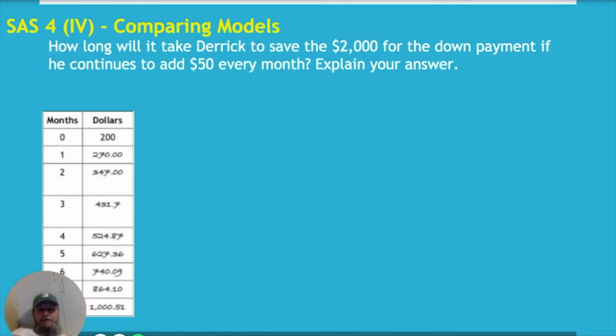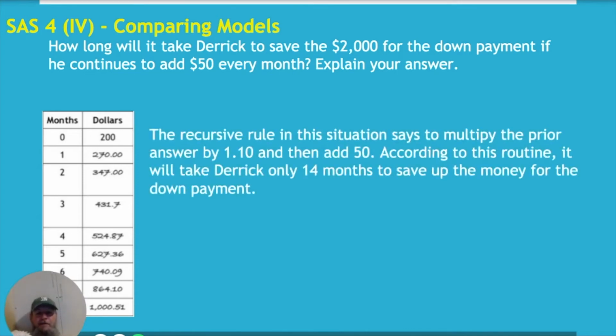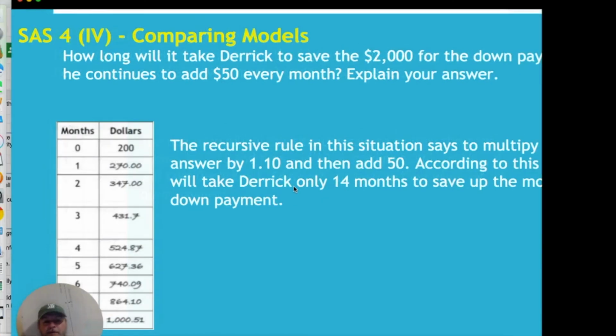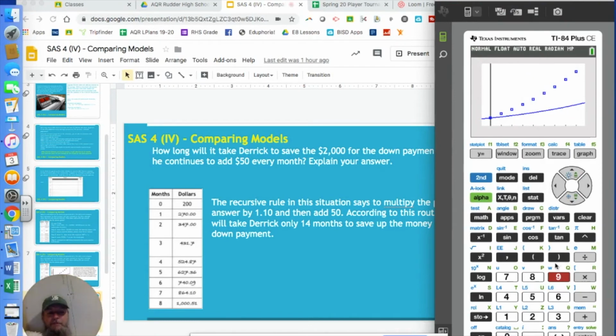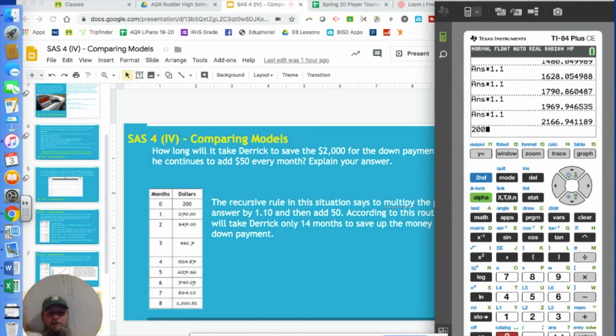So how long will it take him to save $2,000 for the down payment if he adds that $50 every month? The recursive rule in this situation says to multiply the prior answer by 1.1 and add 50. If you use this routine, it will take Derek only 14 months to save the money for the down payment. Let's see if this is true. That should be easy to do. We'll start with 200, and we'll hit enter. We'll multiply times 1.1 plus 50. And we'll do this process every time.